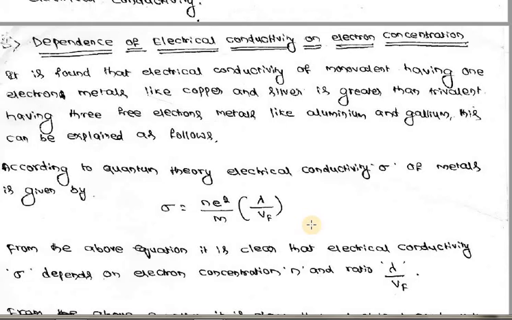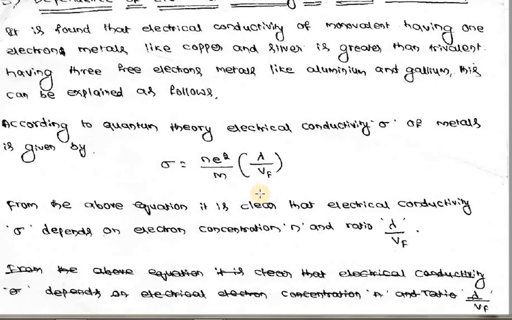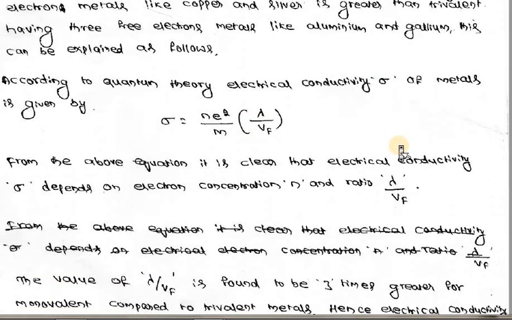You know that according to both the classical free electron theory and the quantum free electron theory, in both cases sigma is directly proportional to n. As the number of free electrons increases, sigma should also increase. But here they have not only given n, they have given some other parameters. According to the quantum free electron theory, as n increases, sigma should also increase, but they have given the extra term lambda by Vf as well as m. See, read this one.